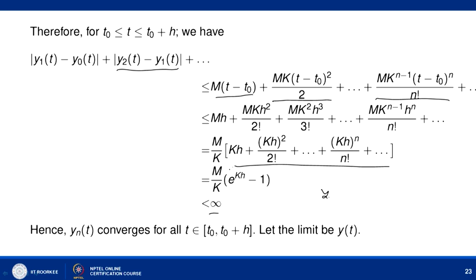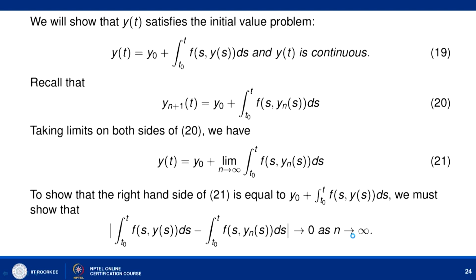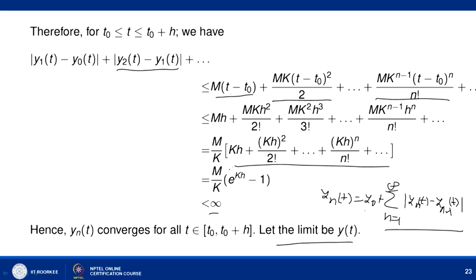So it means that yn(t) is basically y0 plus the summation from n equal to 1 to infinity of (yn(t) - y(n-1)(t)), and we have shown that this part is finite. So adding y0 keeps this quantity finite. So we can say that yn(t) converges for all t belonging to t0 to t0 plus h, and since it is convergent, we say that the limit is y(t). So y(t) is given as the limit of this infinite series.